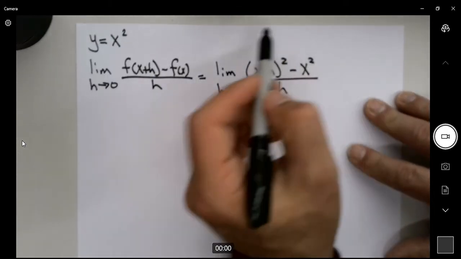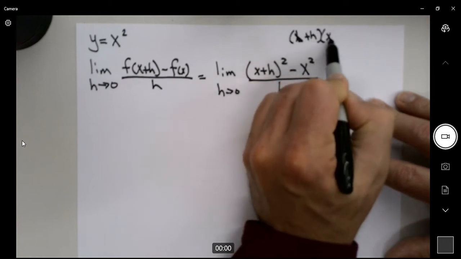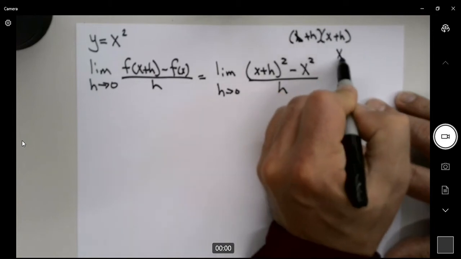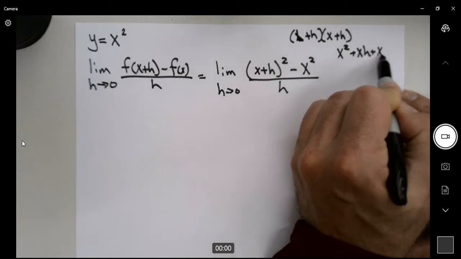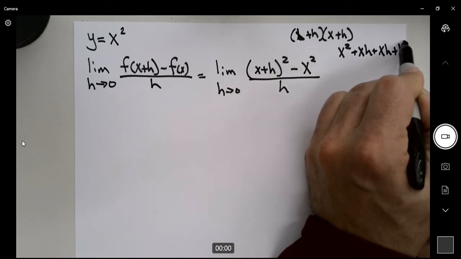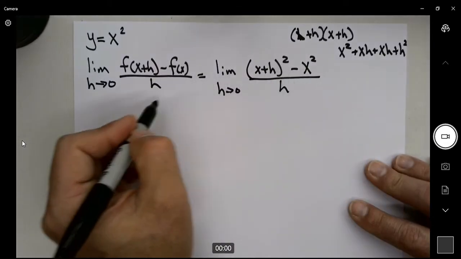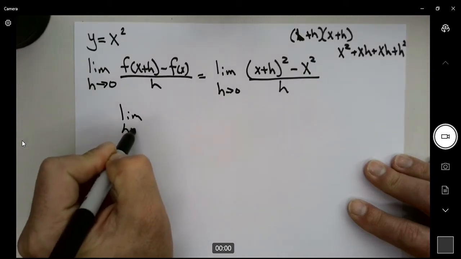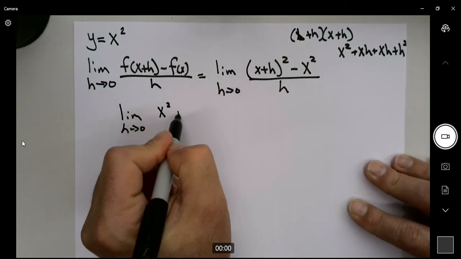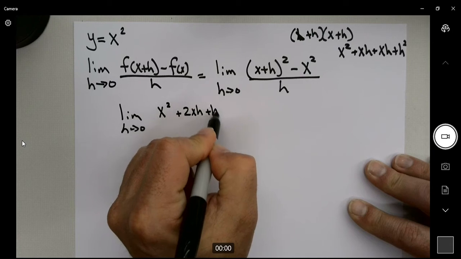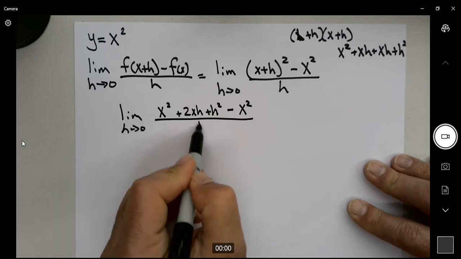So let's go up here and FOIL x plus h times x plus h. So we get x squared plus xh plus xh plus h squared. Oh, that's a tongue twister. Okay, so let's rewrite this then as the limit as h approaches 0 of x squared, and we can call this 2xh, plus h squared, and don't forget our minus x squared, over h.